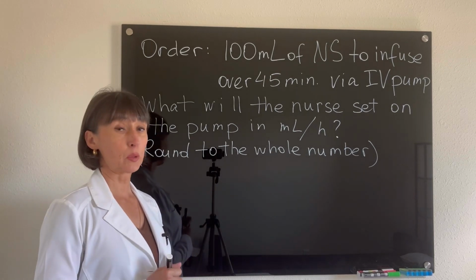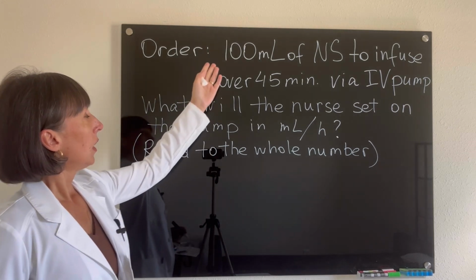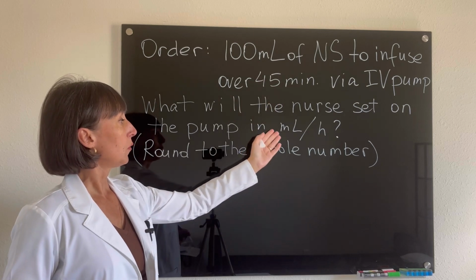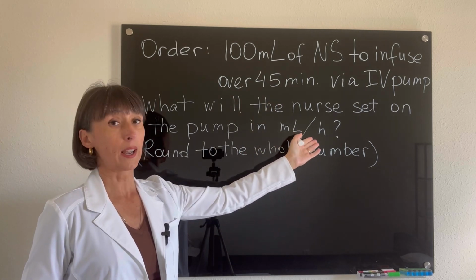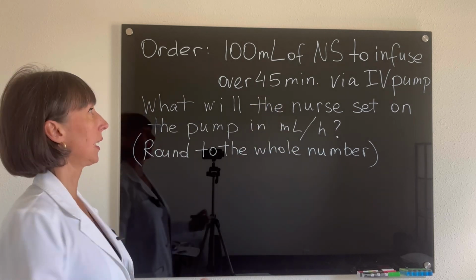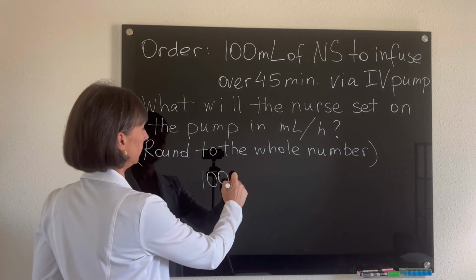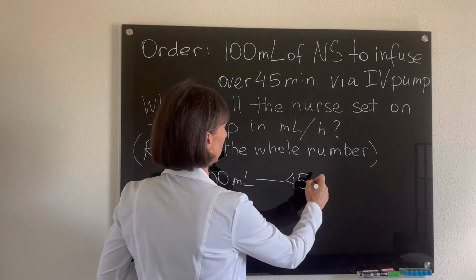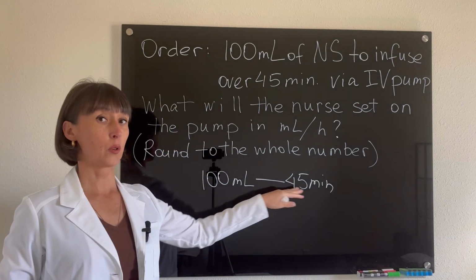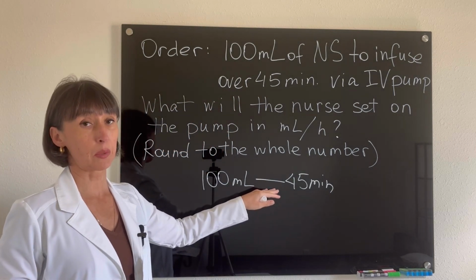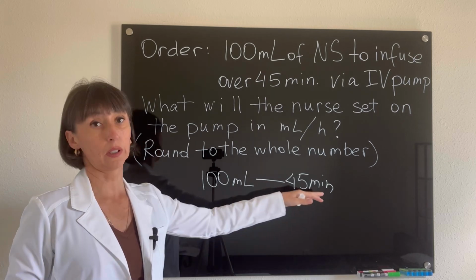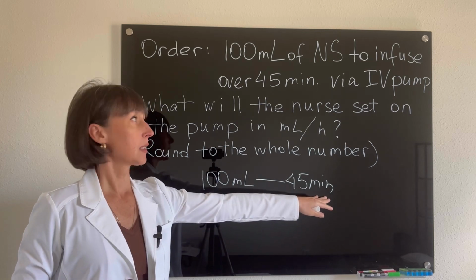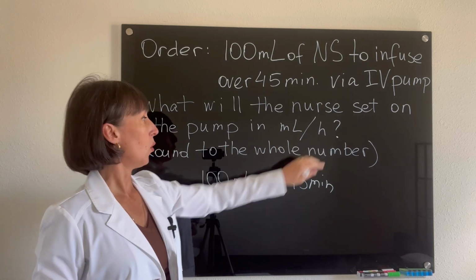Let's see how we can set it up using our DKP method. 100 milliliters are going over 45 minutes. And we need to find how many milliliters are going to go over an hour. We're going to write it down just like that. 100 milliliters is 45 minutes. This is my is line. Remember, it's not necessarily equals because milliliters don't equal any minutes. But 100 milliliters is going over 45 minutes. Now, I need to find per hour.